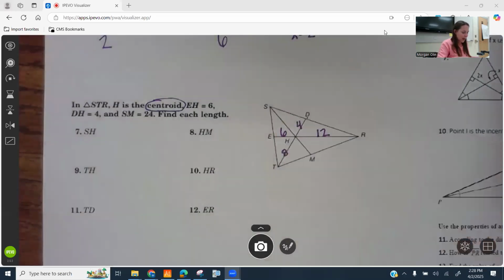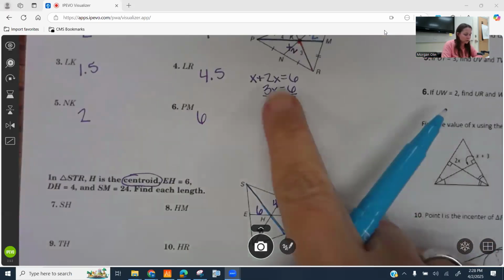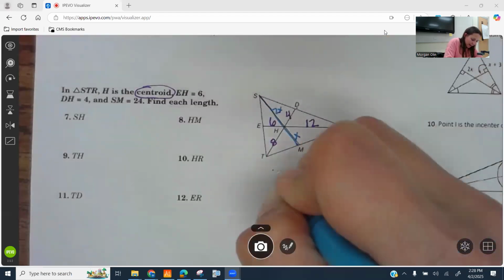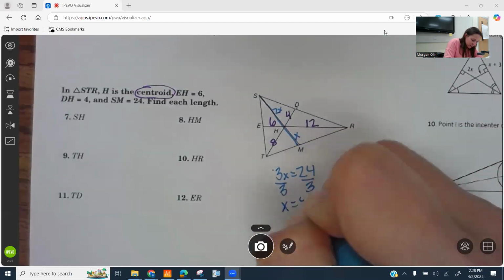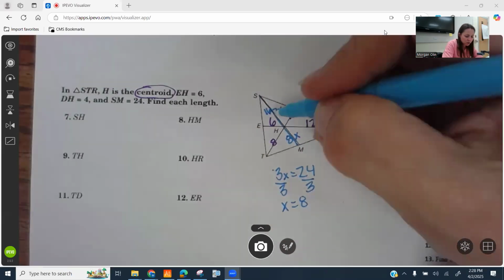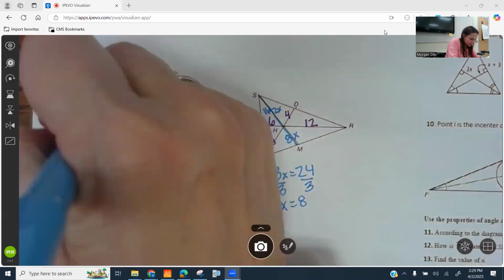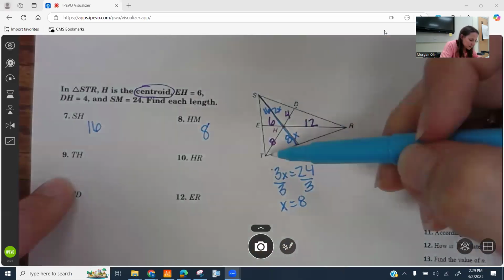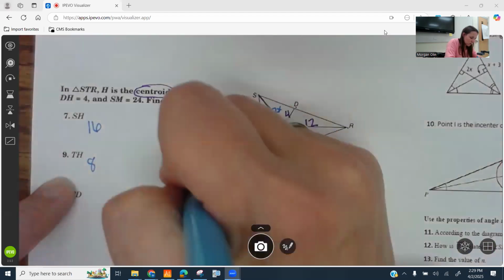Now, they tell us this entire thing is 24. I can set up an equation just like this one, or just think, if that thing's 24, again, x and 2x, if you add that together, get 3x equals 24. Or you may just want to say I'm dividing it by 3, so x equals 8. That means the smaller one's 8, and when I do 2 times 8, that's 16. And if I want to double check, they add together to be 24. So here we go. SH, we found, is 16. HM is going to be 8. TH is going to be 8, and then HR is going to be 12.